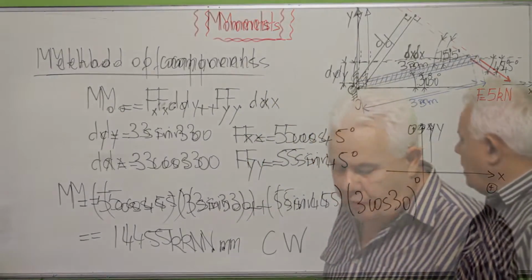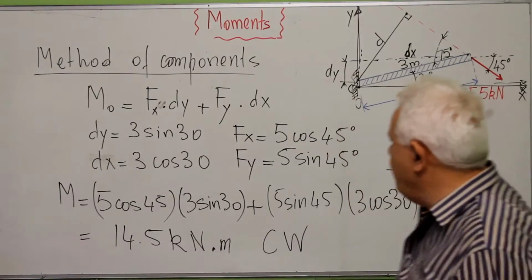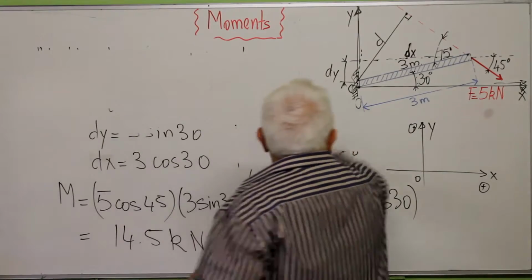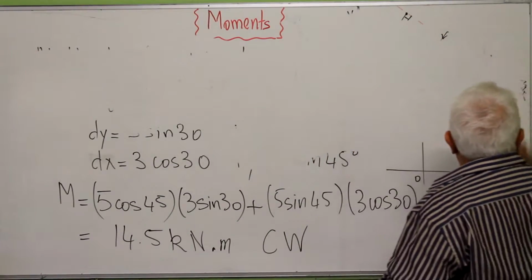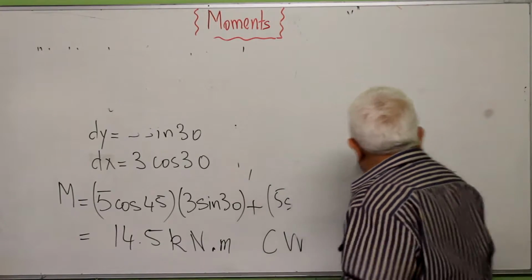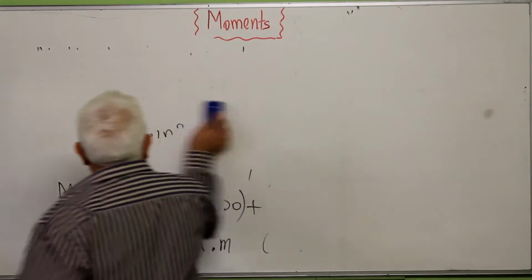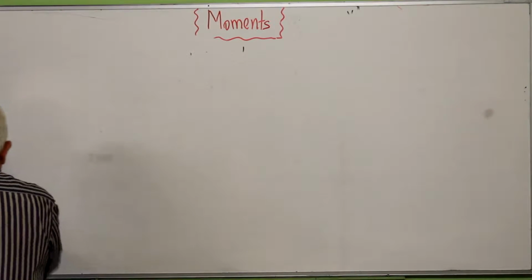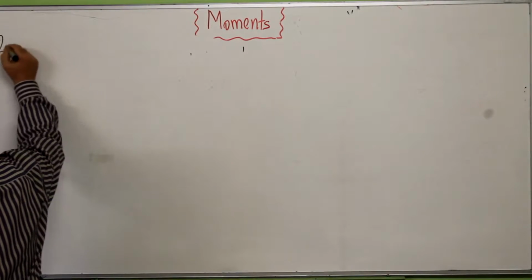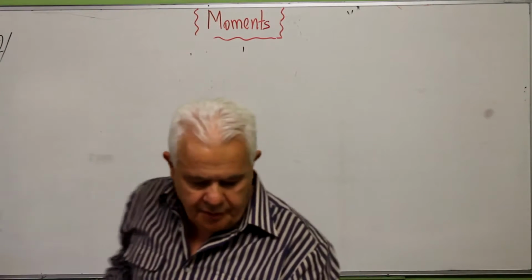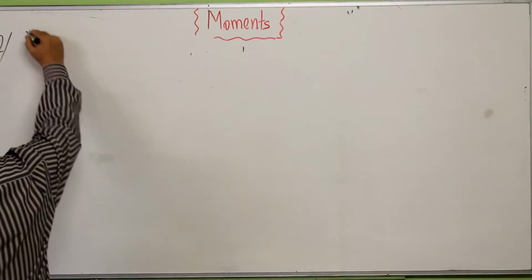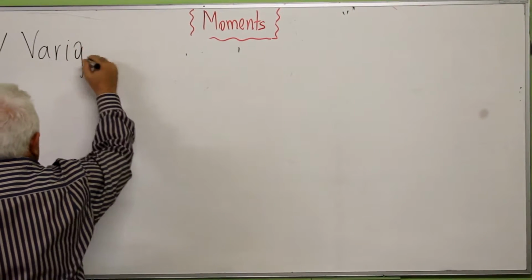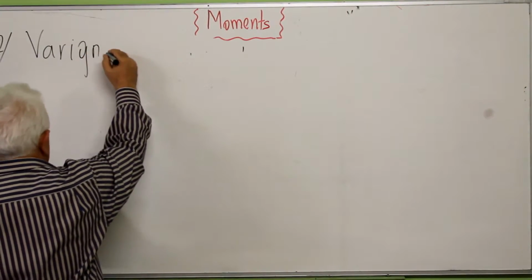Okay, this is the method of components. Another method to calculate the moment about O is the method of Varignon, which we call Varignon's theorem. It's number 2 in this video. Varignon is the name of the person who found this theorem.